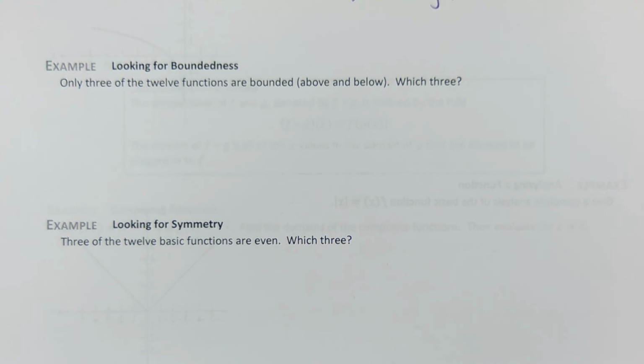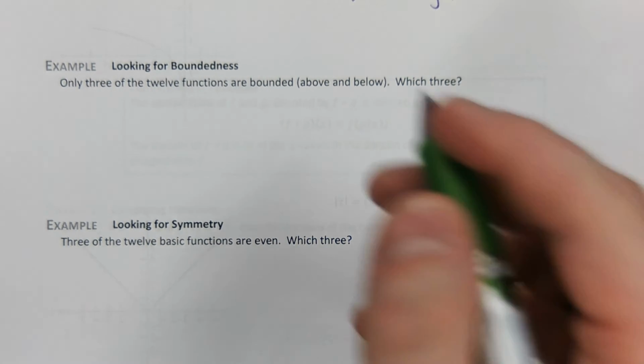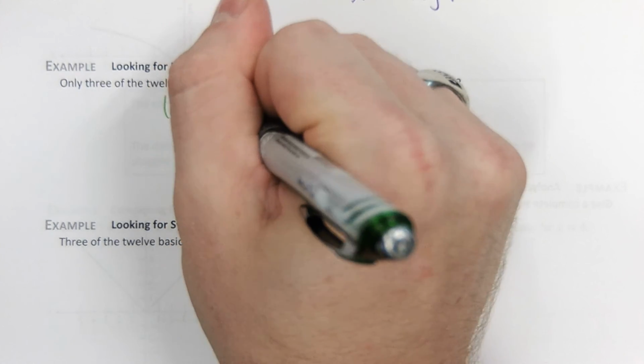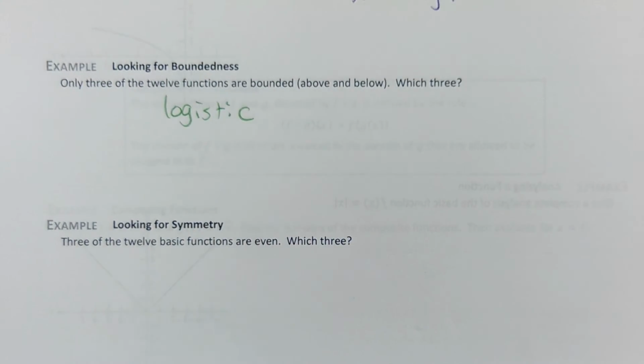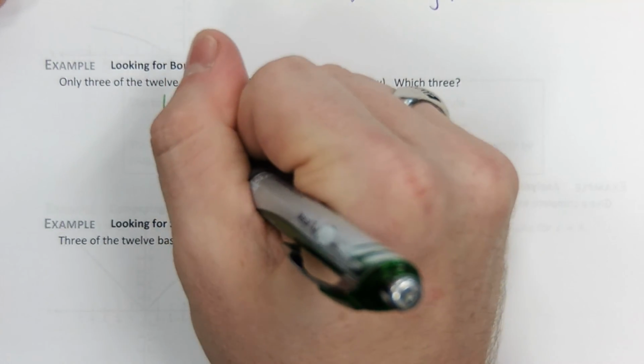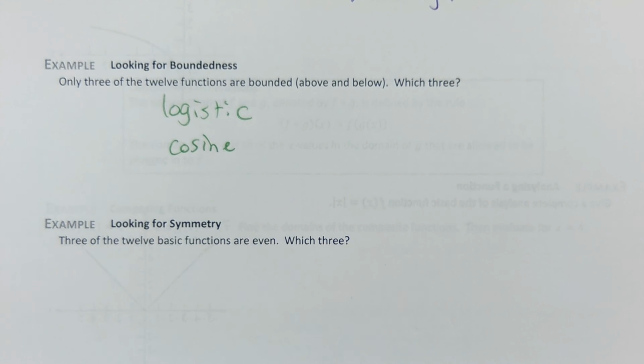Three of the functions are 100% bounded above and below. Someone give me one. Mark. Logistic. Yes. Give me another. Cosine. Thank you, sir. And lastly, I'm just trying to get new people. Like, yes. Cole.